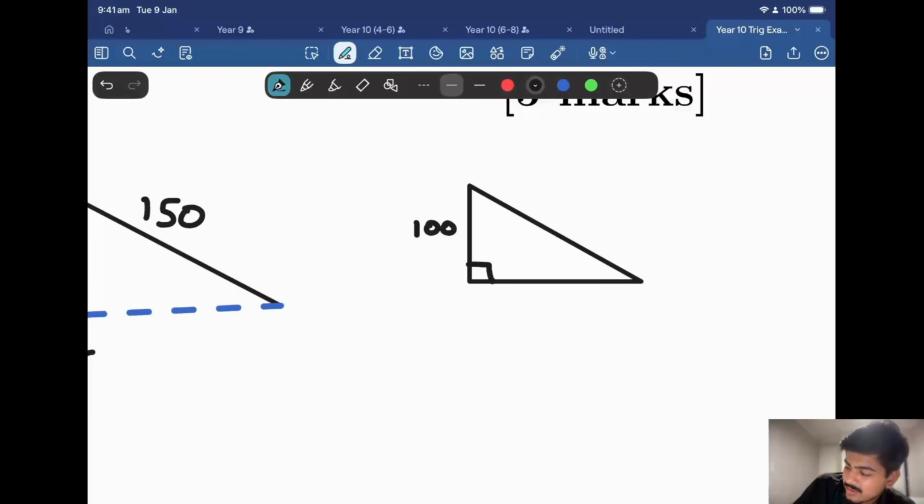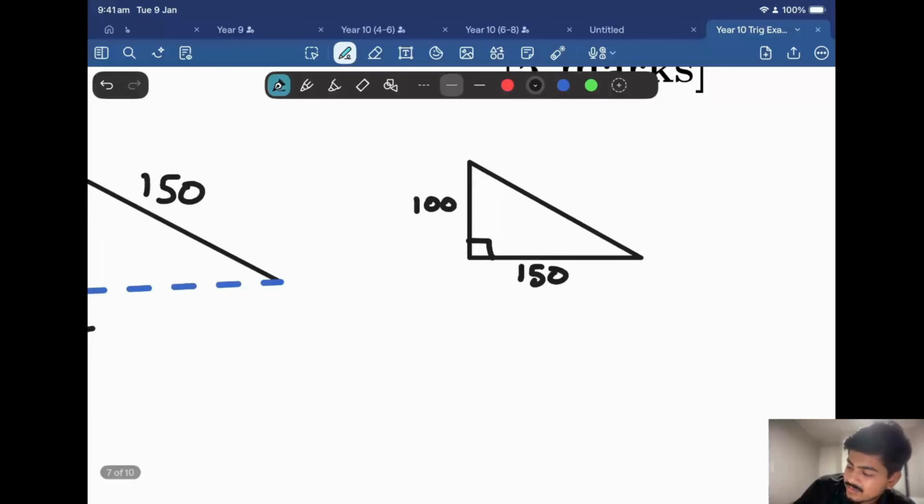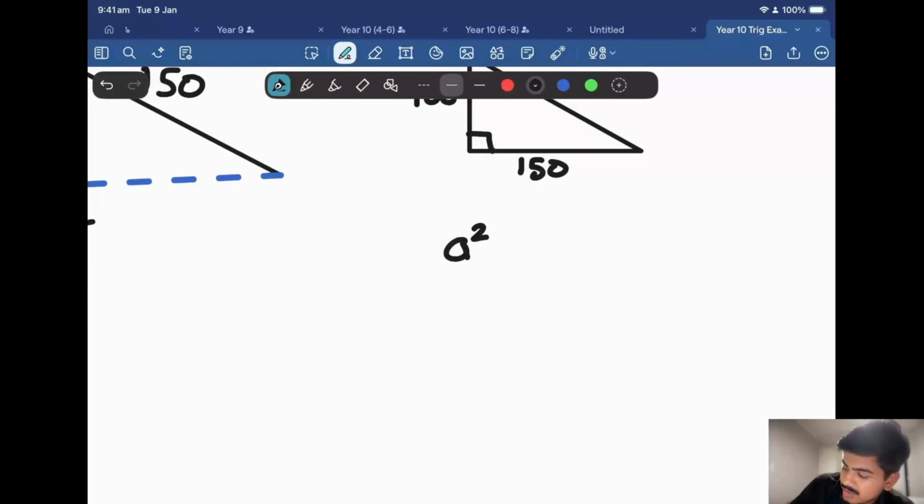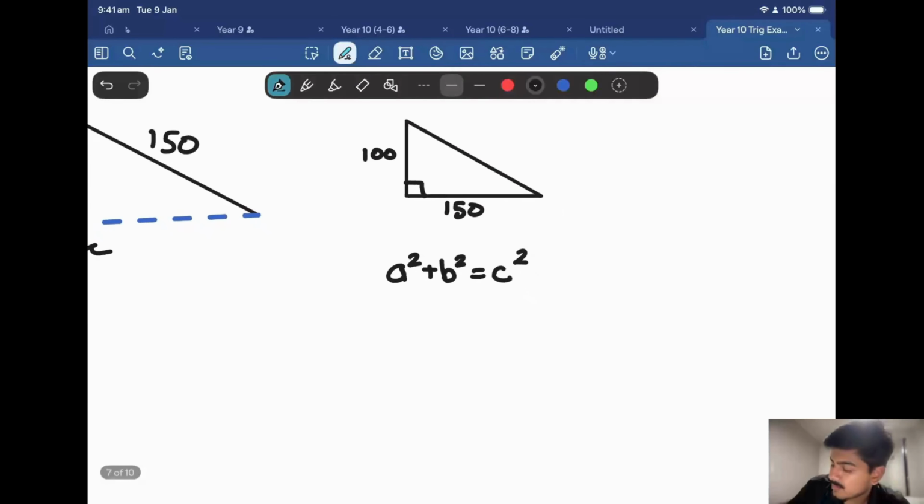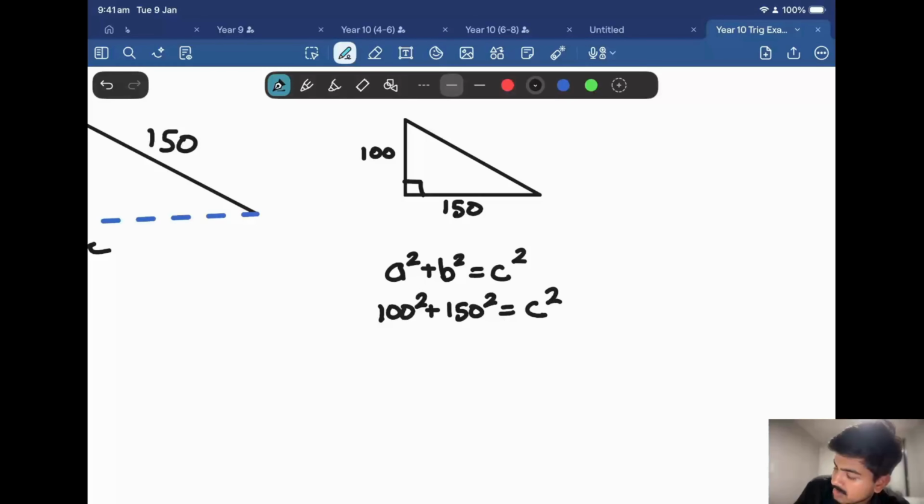This is 100, this is 150, right? So if you guys remember what Pythagoras theorem is, a squared plus b squared is equal to c squared, right? What is a squared? A squared is 100 squared, b squared is 150 squared, is equal to c squared. So c is equal to square root of 100 squared plus 150 squared.